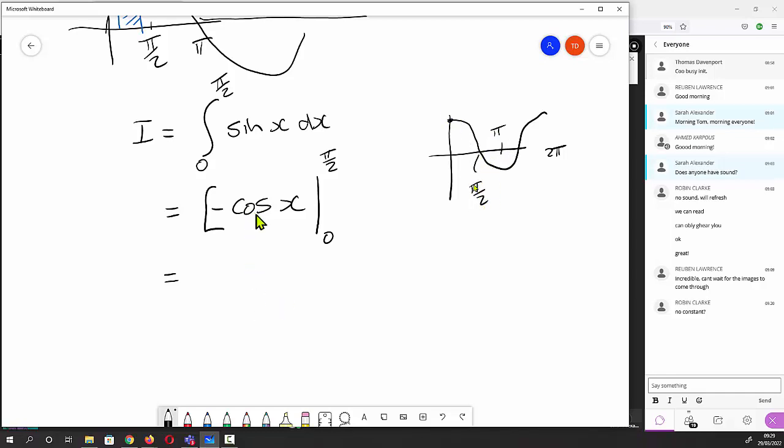So if we put pi over 2 in here, we're going to get the first value, which is minus 0, and then we subtract from that the value when we put 0 in. So I'll stick that in brackets. So it's minus cos x. When x is 0, cos is 1, so it's going to be minus 1. Okay, let me just say that again. So we've put pi over 2 in place of x there. So the cos of pi over 2 is 0, so that's the value there. So that's where that 0 came from.